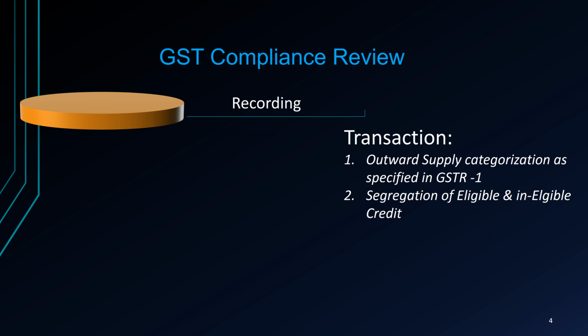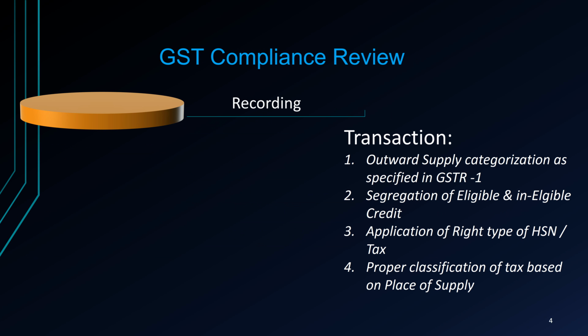When it comes to input credit, have the eligible and ineligible credits been properly classified and recorded. Has the tax rate applicable to the transaction been properly classified. Lastly, whether the tax type, be it IGST, CGST, or whatever tax classification needs to be applied, has been properly defined based on place of supply.